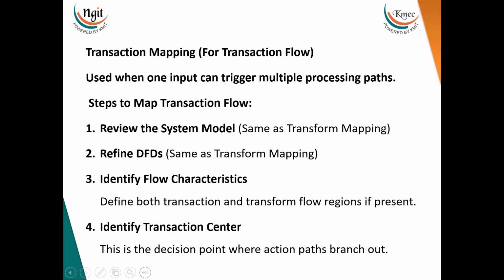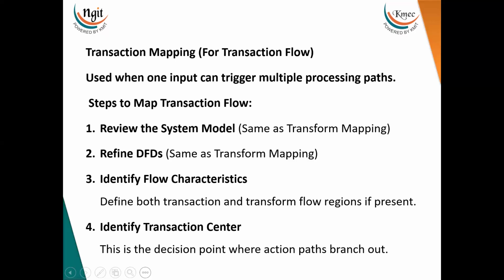Then transaction mapping for transaction flow, used when one input can trigger multiple processing paths. So what are the steps here? Again, there are 7 steps, which is similar to the earlier one. Review the system model. Okay, then refine the DFDs and identify flow characteristics. That is, define both transaction and transform flow regions if present. Then identify transaction center. This is the decision point where action paths branch out.